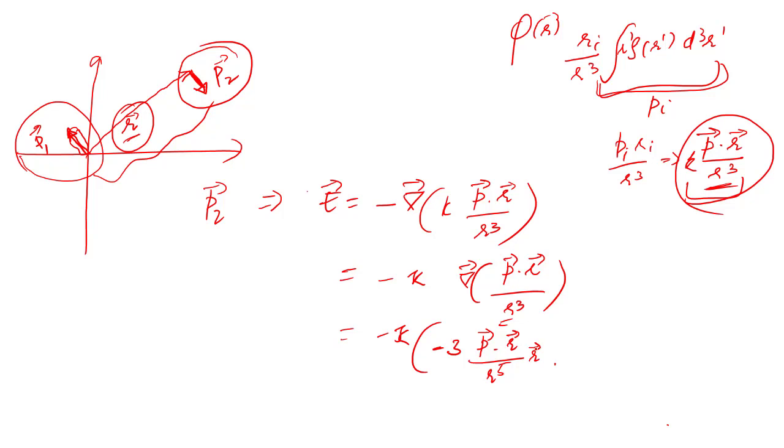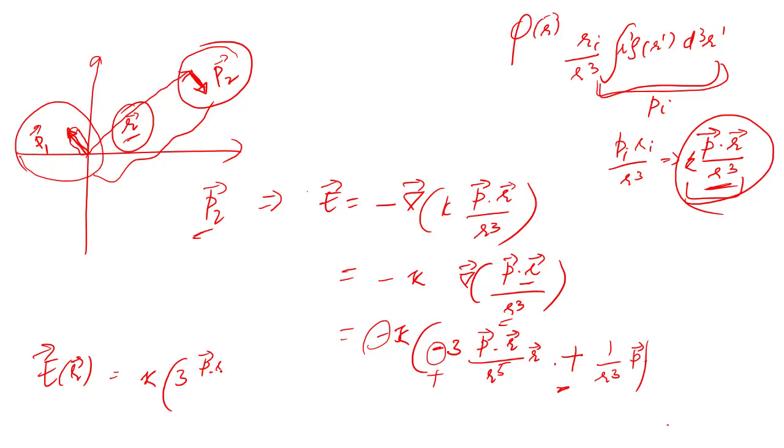I'll leave the differentiation to you. You can figure that out. And if you do this, you would essentially get 1 over r cube p, sorry, or plus, you get plus. So this extra minus sign makes this positive and this negative, right? So the electric field experienced at r by the dipole P2 is essentially k times 3 p dot r by r to the power 5 r minus p by r cube.